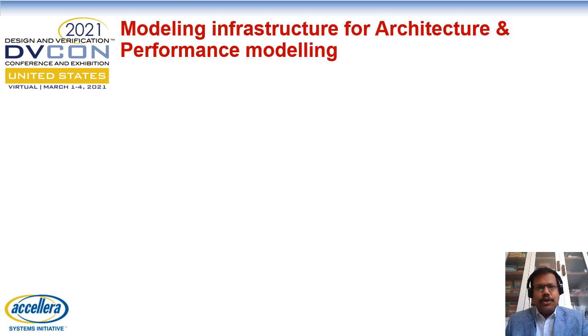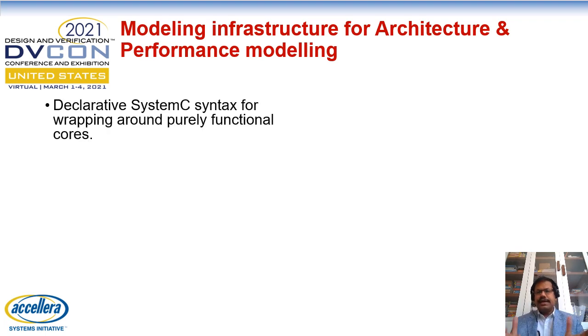Let's take a look at the modeling infrastructure for architecture and performance modeling. One of the first things that we are going to take a look at is a declarative syntax for wrapping around purely functional cores. When we typically see a system architect or a domain expert coming up with an algorithm for, say, encryption, decryption, etc., they make an assumption that the data is available, and they write a C function, take in all these inputs as parameters, perform some computation, and generate the output as output parameters.